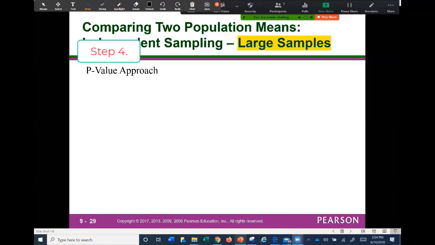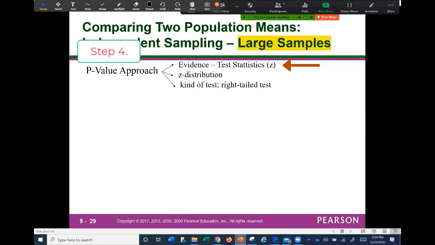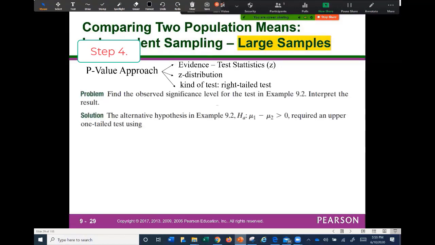To do the critical value approach, we need 3 pieces of information, in the same way that we need 3 pieces of information to find the critical value or reference point. These are the distribution, the kind of test, and the evidence. The most important of them, obviously, is the evidence. The evidence must be condensed in one score, the z-score. The z-score was 3.0 something. The kind of test in this case is a right-tail test.